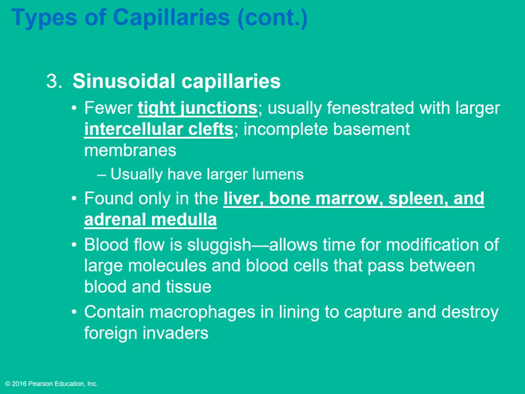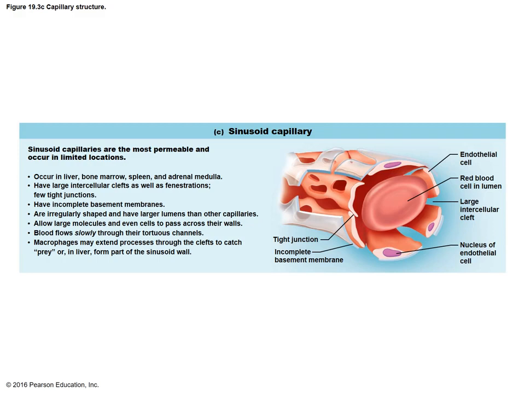And then you have the sinusoidal capillaries. These are found only in the liver, the bone marrow, the spleen, and in the adrenal medulla. It allows for the passage of some larger molecules to pass between the blood and the tissue. Basically in these areas, the blood flow is a little bit slower. It's a little bit sluggish, so it allows the time for these larger molecules to pass. They usually also have an increased number of macrophages in the lining as a protective thing to try to destroy any foreign substance that may enter. And so this is showing you, notice the fenestration is much larger.